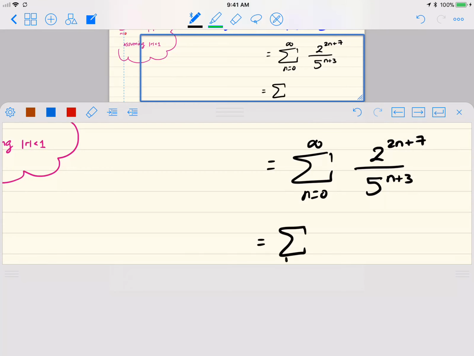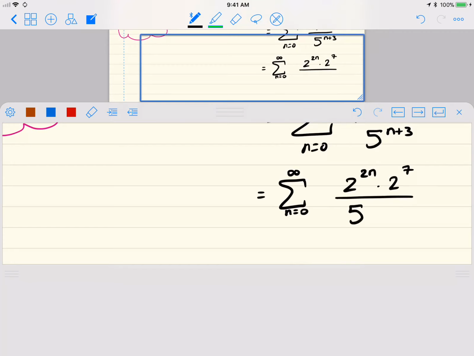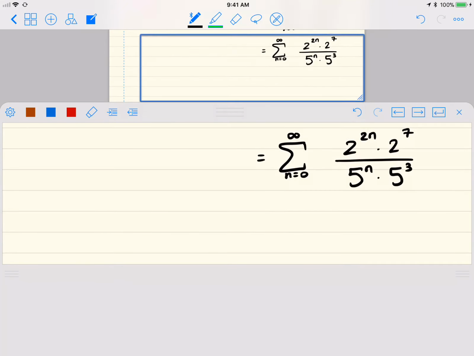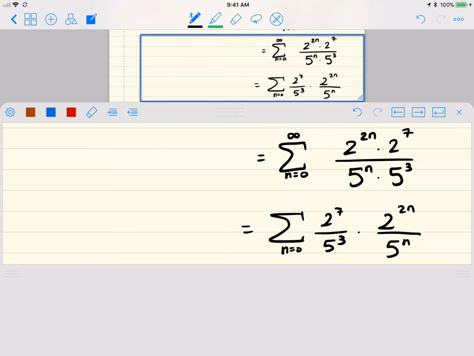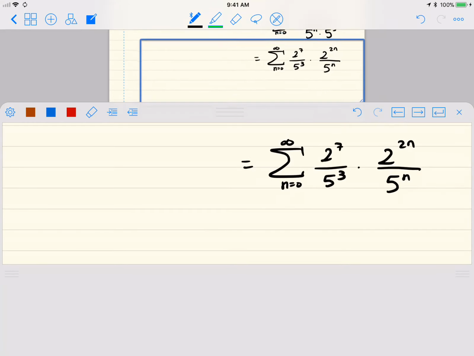So let's rewrite this. I'm just going to factor some things out. I've got 2 to the 2N times 2 to the power of 7 divided by 5 to the power of N and times 5 cubed. So I can bring that 2 to the 7th and the 5 cubed out in front, and I'm left with 2 to the 2N over 5 to the N, starting at 0, stopping at infinity.